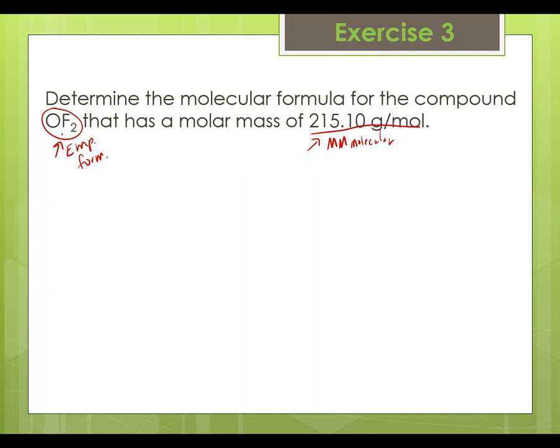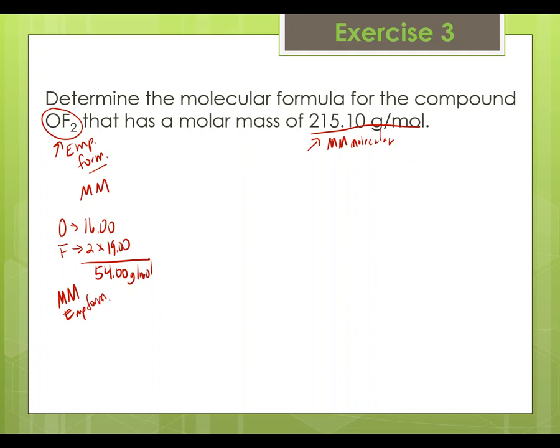Now we just have to find the empirical formula's molar mass. So O is 16 off the periodic table, we know that. F 2 times, and if you look at the periodic table, you'll see that it's 19 each. So that's 38 plus 16, which happens to be 54 grams per mole. So this is my molar mass of my empirical formula.